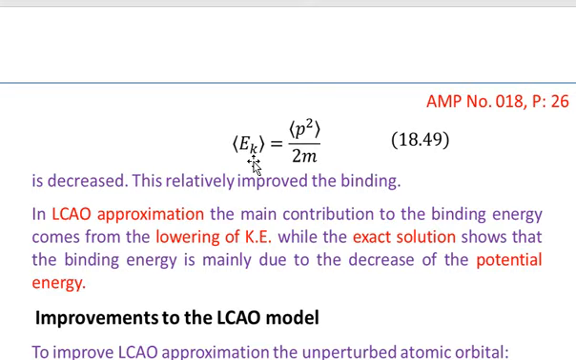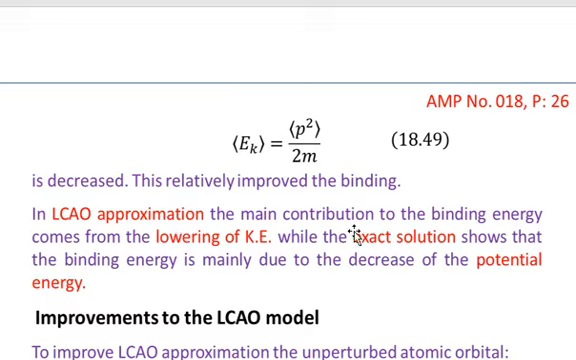That is, the average kinetic energy of the electron is equal to the average value of p square over 2m, where p is the momentum of the electron given by m times the velocity. And here you know that since the wave function phi s becomes elongated, it means that the uncertainty in delta X is increased, and the uncertainty in delta P must be decreased. So it means that the velocity will be decreased. This relatively improves the binding energy, because the kinetic energy is decreased, the binding energy will be improved.